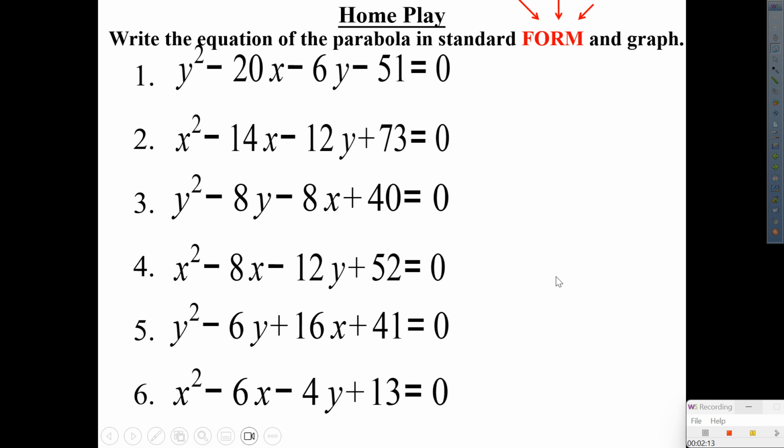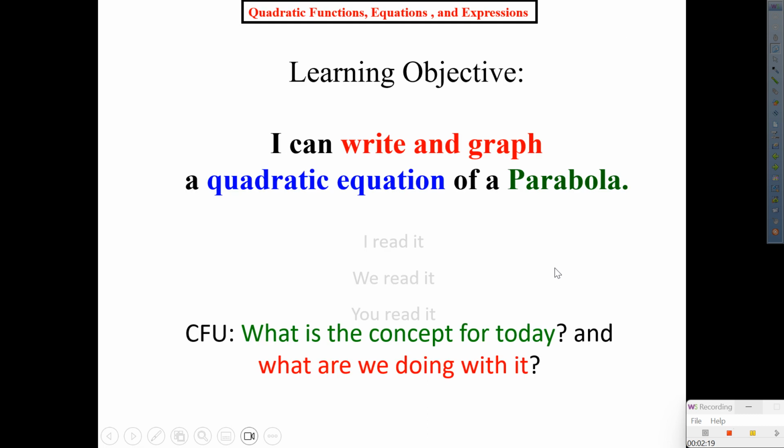Let's go. All right, get a Cornell note going. It says I can write and graph a quadratic equation of a parabola. So, parabola, definition. Tell your neighbor the definition of parabola. They should know by now. All right, Anthony E., go.